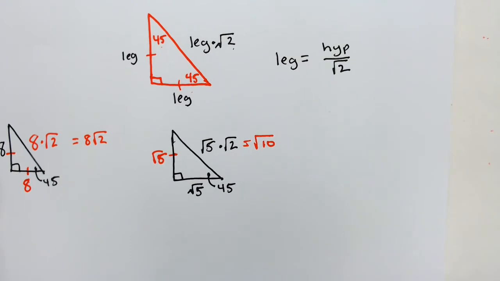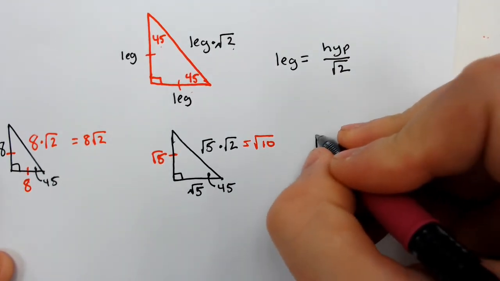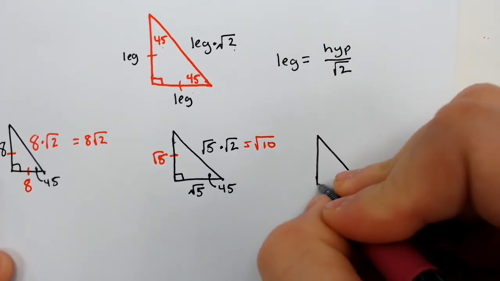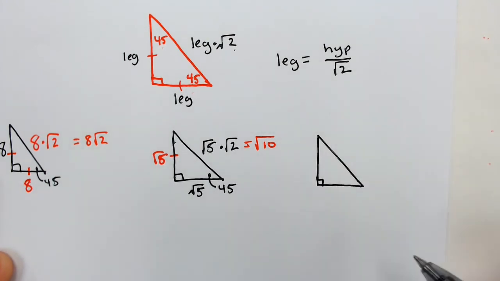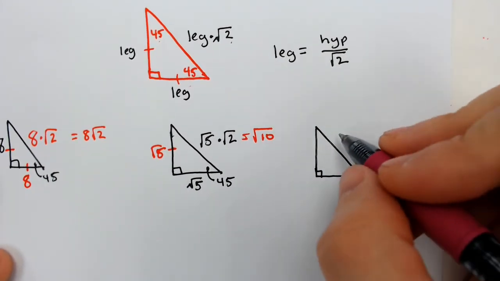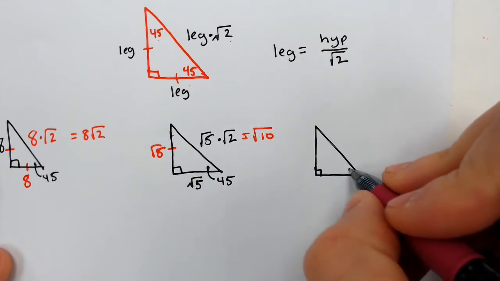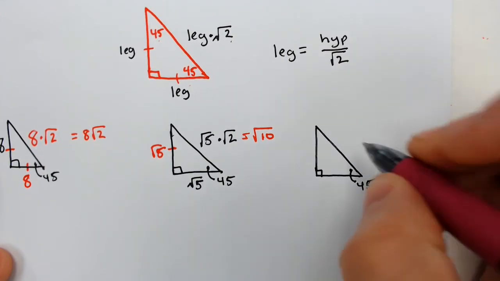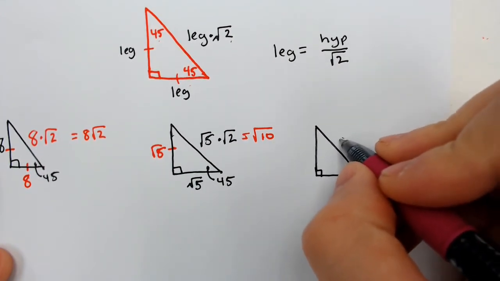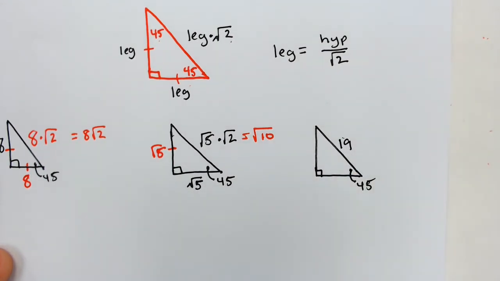All right. Let's do another one. Let's say, instead of the leg given to us, what if we were given the hypotenuse? What if we were just given, on this 45-45 triangle, the hypotenuse, and let's say the hypotenuse is 19.